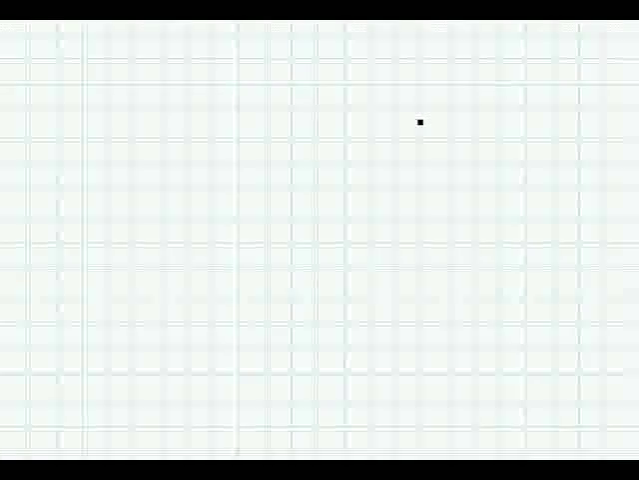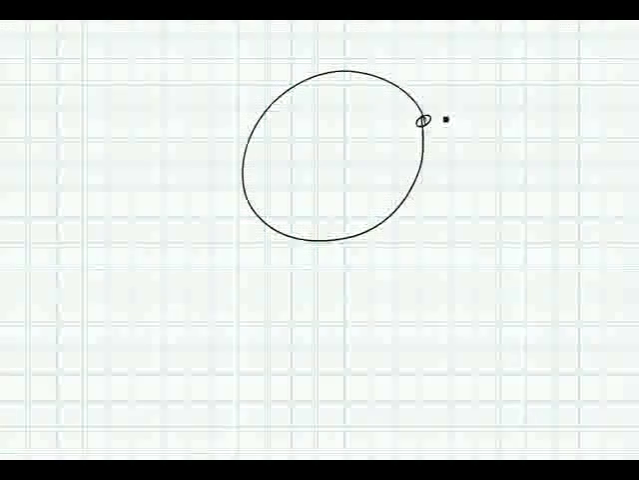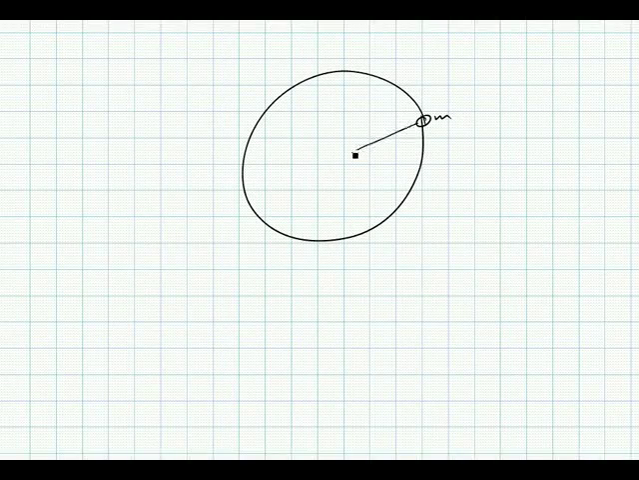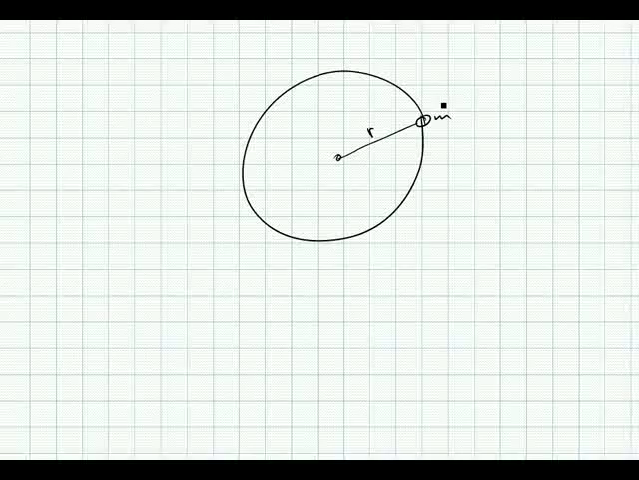So just to recap, circular motion. We define circular motion as an object of mass m moving around in a circular path with radius r.